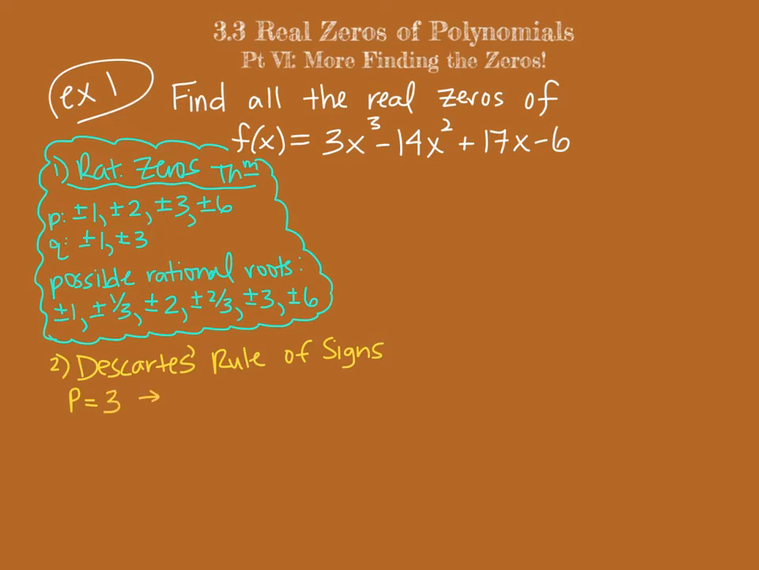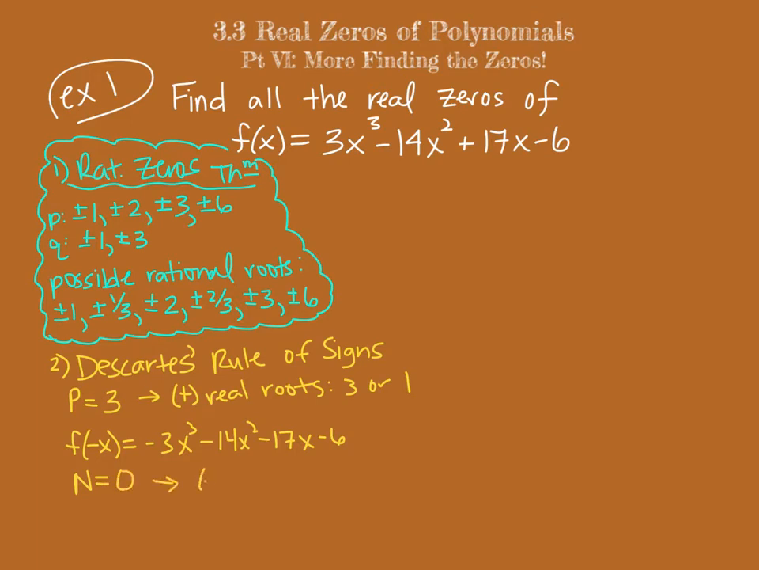That means the number of positive real roots can be 3, or we could go down by 2, so 3 or 1. So we can have either 3 or 1 positive real roots. The next thing that we want to do is find f of negative x, and that's going to allow us to find the potential number of negative real roots. Finding f of negative x will give us negative 3x cubed minus 14x squared minus 17x minus 6. Then we count the number of sign changes in f of negative x. All terms are negative, so n, capital N, the number of sign changes in f of negative x is 0. That means the number of negative real roots is 0. We do not have any.